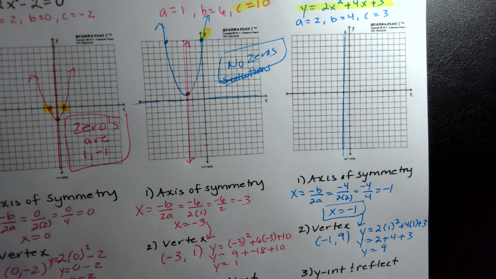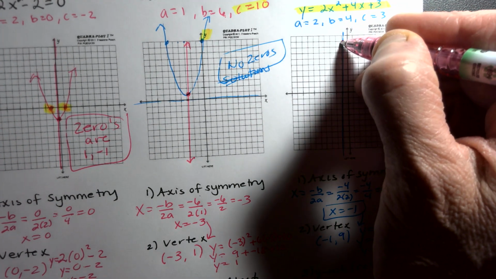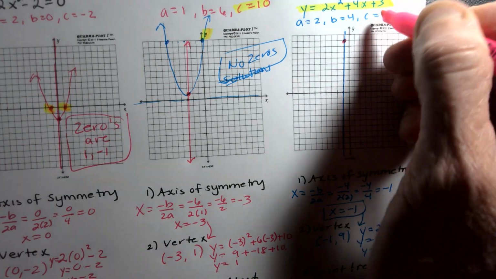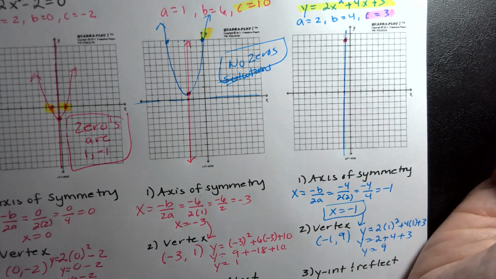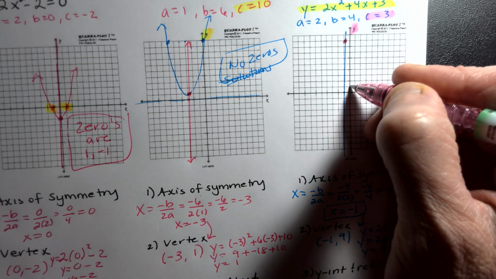Let me use a different color here. Negative 1, 9. Way the heck up here is my vertex. Should be on that line though. Y-intercept. Do you see it? Hope so. It's right here. 3. Go to your y-axis and put it on the 3. 1, 2, 3.